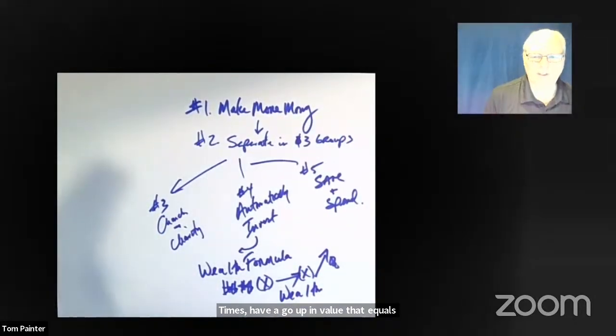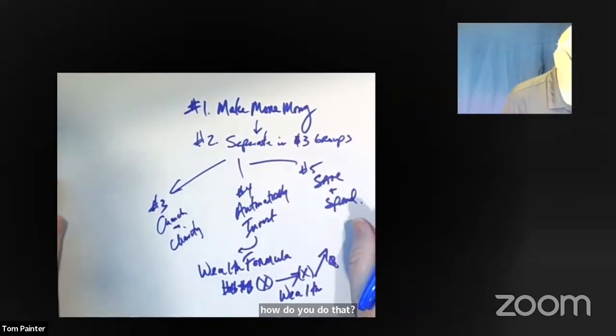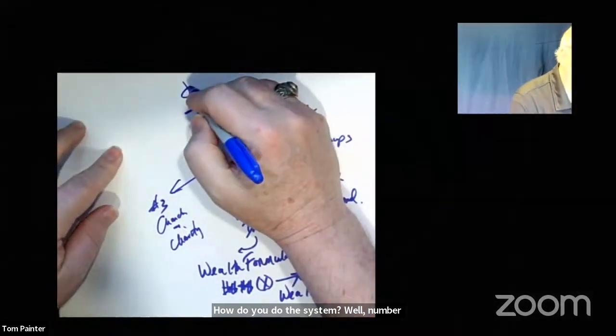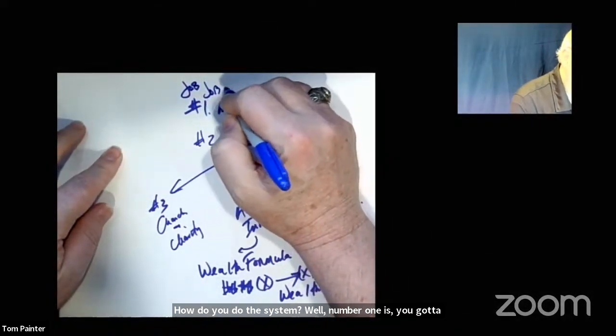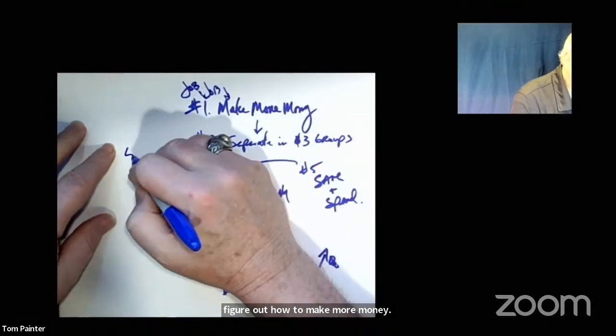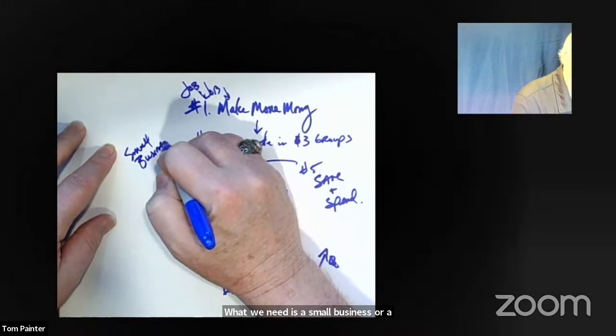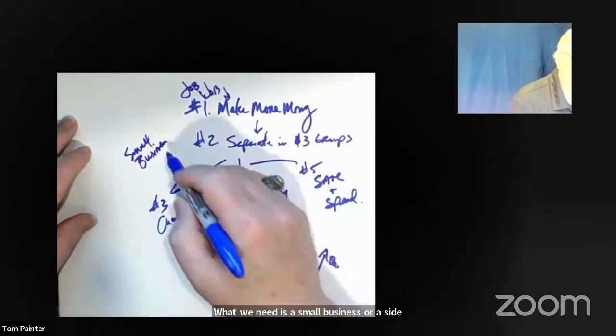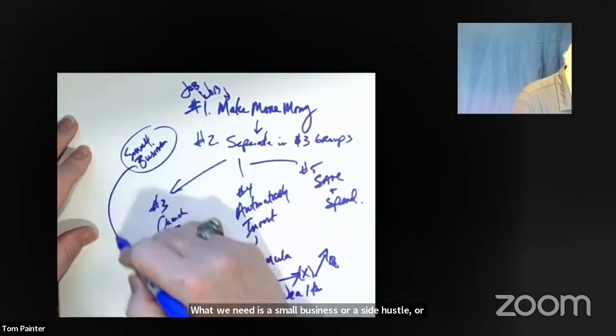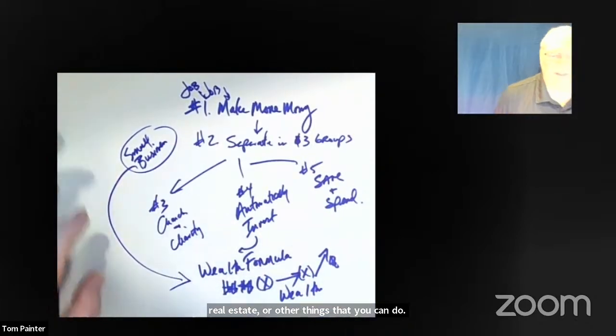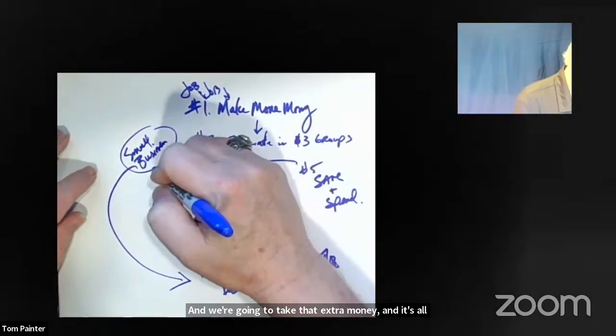So now how do you do that? How do you do the system? Well, number 1 is you've got to figure out how to make more money. And most people, the only way they make money is with their job. What we need is a small business or a side hustle or real estate or other things that you can do. And we're going to take that extra money and it's all going to go down here into the wealth formula, number 4.